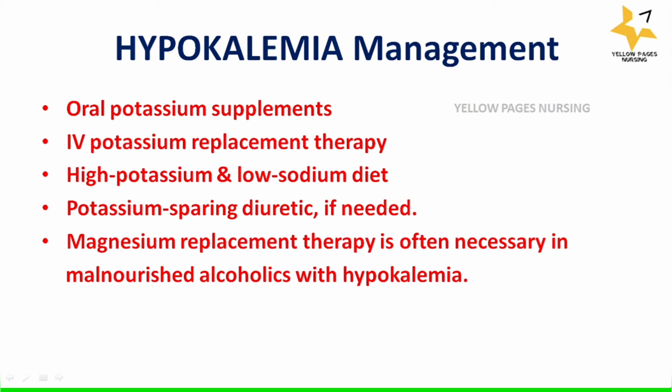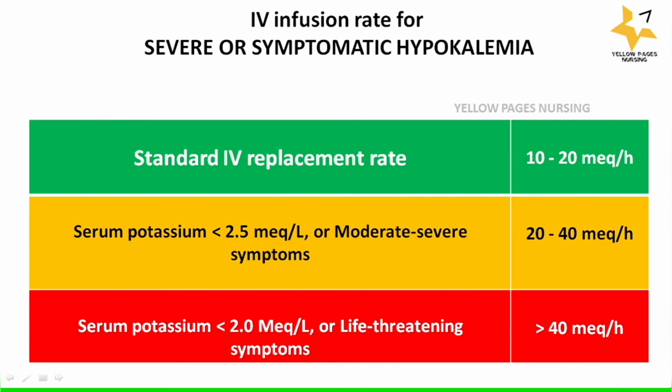Let's have a look at the IV infusion rate for severe or symptomatic hypokalemia. A standard IV replacement rate will be 10 to 20 milliequivalent per hour. If it is a moderate to severe symptom, or if the serum potassium level is less than 2.5 milliequivalent per liter, then the rate will be 20 to 40 milliequivalent per hour. If the condition is life-threatening, or if the serum potassium level is less than 2 milliequivalent per liter, then the rate is above 40 milliequivalent per hour.